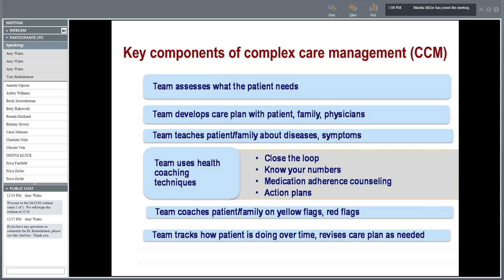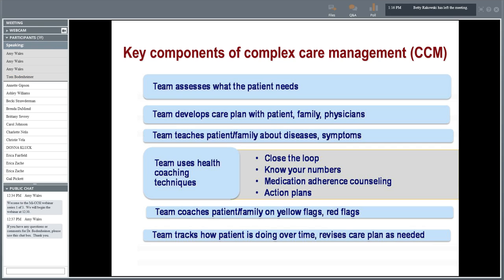Yeah. Okay, so what do we do when we do complex care management? Generally speaking, the teams that I'm familiar with assess what the patient needs and usually develop a care plan. The care plan ideally is also made with the patient and family. Care plans really are often a list of what the problems are, and then for each problem, you figure out what you are going to do about it.